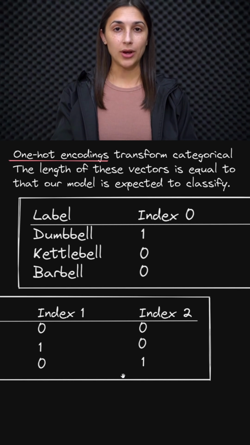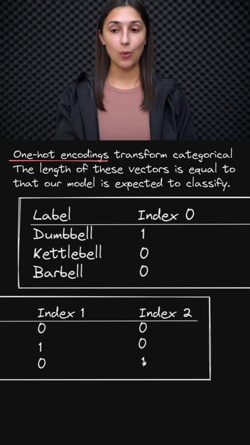These vectors are called one-hot encoded because the zeros represent what we call cold values, and the ones represent hot values. And so since we have only one hot value per vector, we have one-hot encodings.